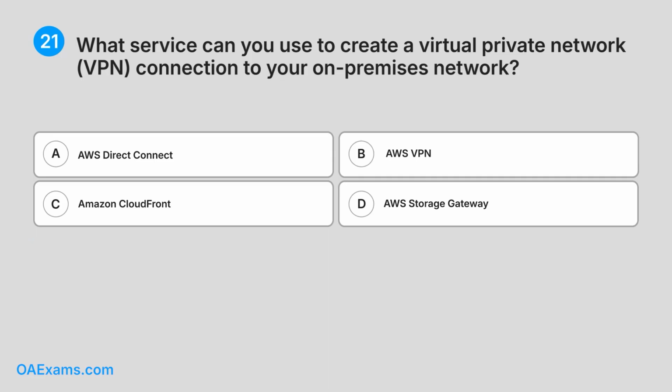21. What service can you use to create a virtual private network, VPN, connection to your on-premises network? A. AWS Direct Connect. B. AWS VPN. C. Amazon CloudFront. D. AWS Storage Gateway. Can you guess the answer?